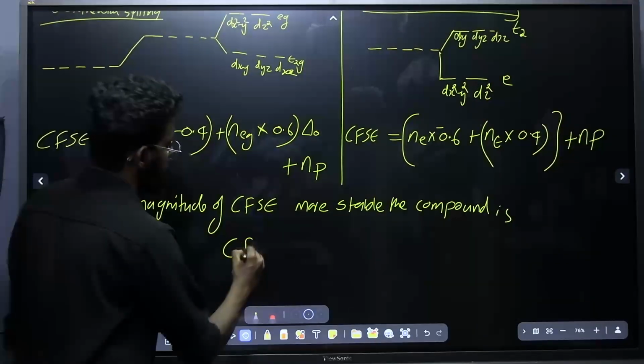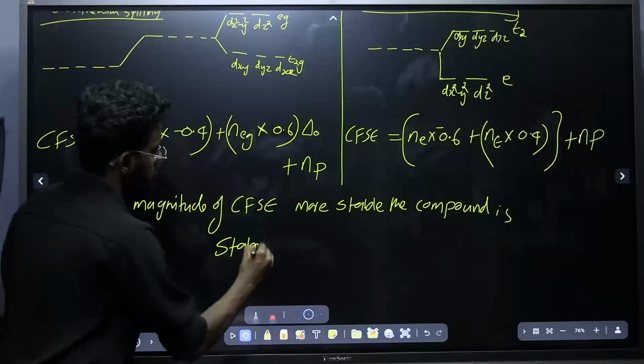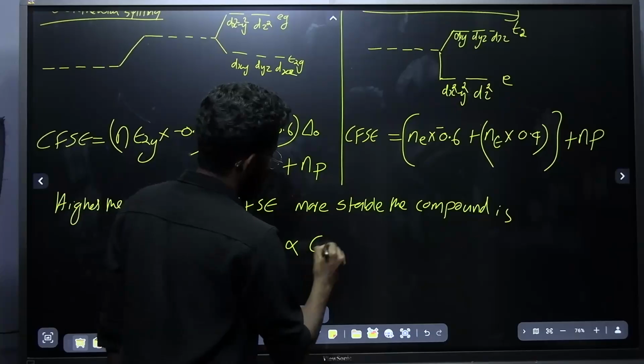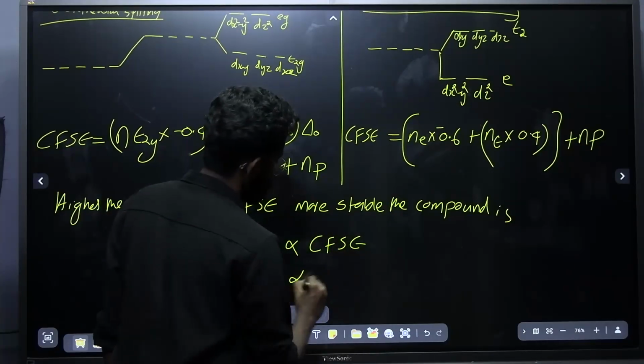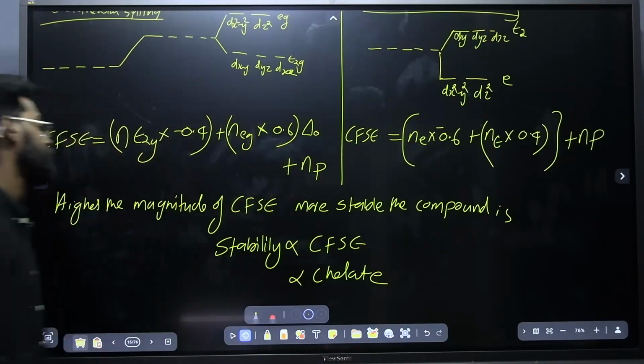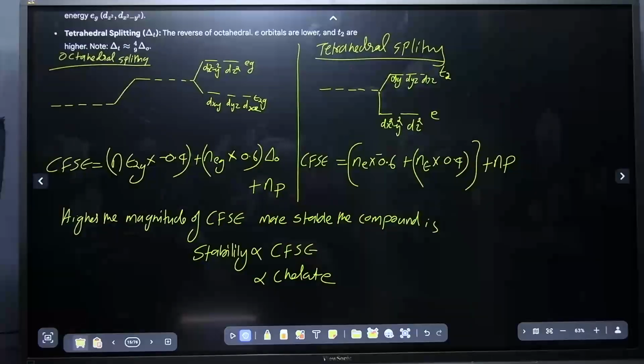Normally the stability of a complex is directly proportional to CFSE, and also it is directly proportional to the chelation or chelate formation. So this is a summary of octahedral splitting and tetrahedral splitting. Now we can move into some of the applications, some of the points, some of the characteristics of CFSE.